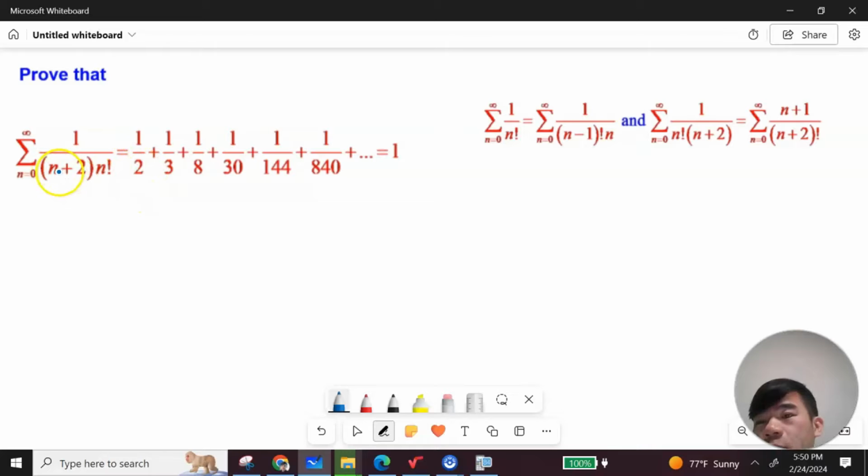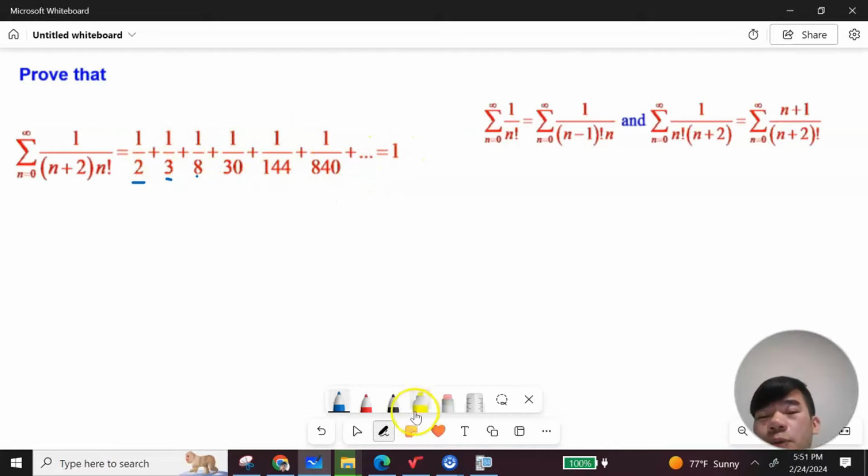If n equals 0, you substitute over here. So 1 over 0 plus 2 is going to be 1 over 2, and 0 factorial equals 1. So it should be 1 over 2. If n equals 1, you substitute over here, so it should be 1 over 3, and 1 factorial is equal to 1. So 1 over 3. And you keep doing this until you get the last number right here, and if you add them up, it's going to be equal to 1.